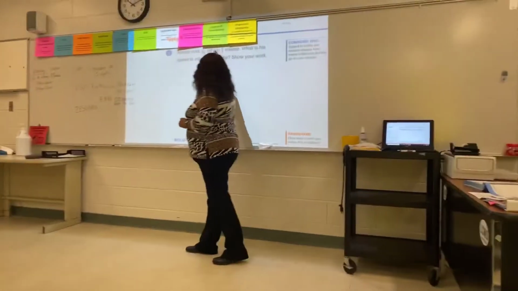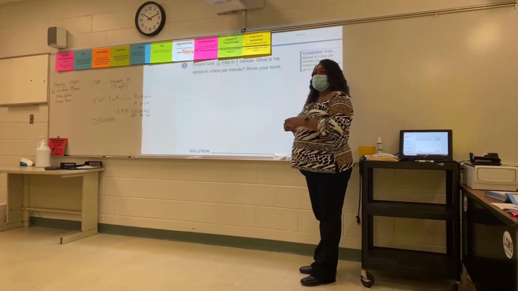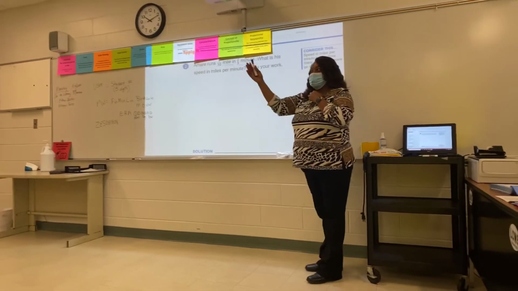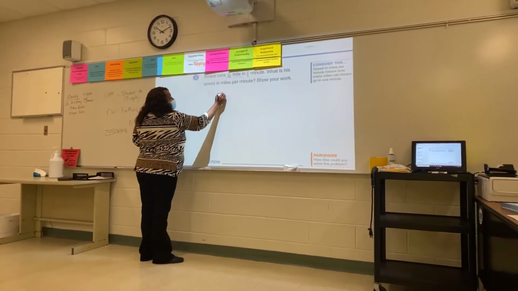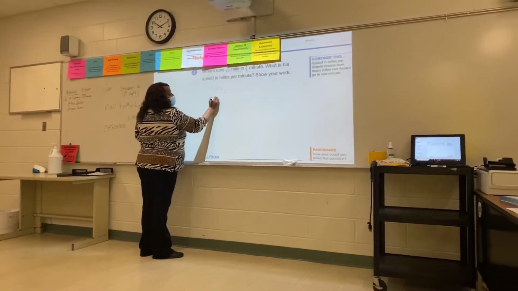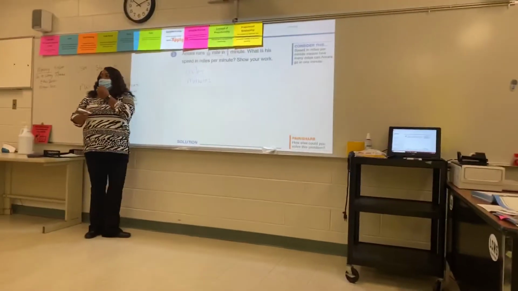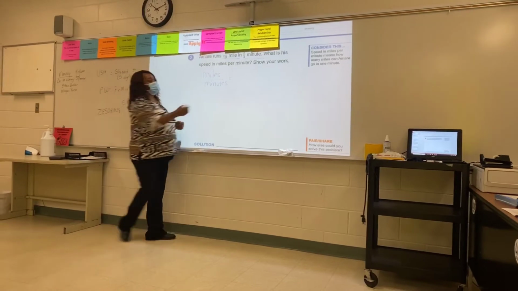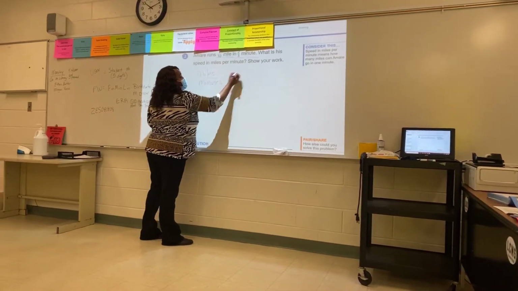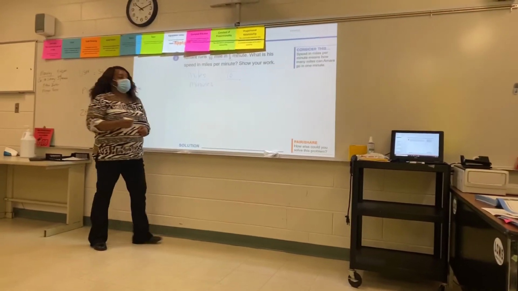It tells us how far and how many minutes. So what two things are we comparing? Miles and minutes. Good job. Miles to minutes. So now let's set up our problem. How many miles did he run? 1/10. And how many minutes? 2/3 of a minute. 2/3.